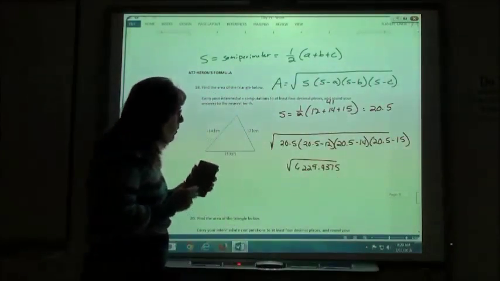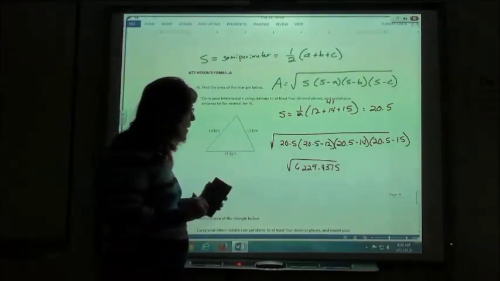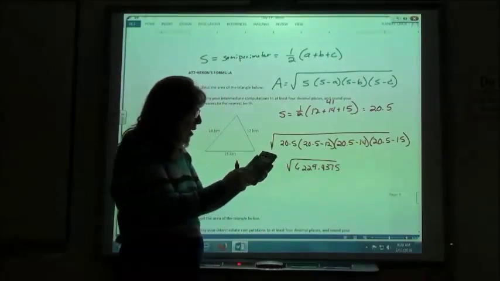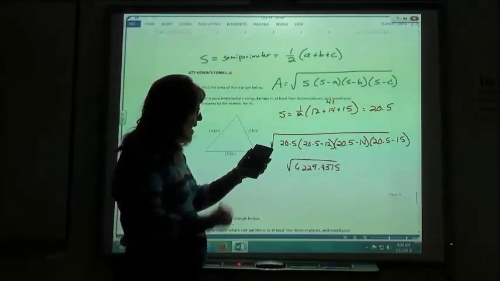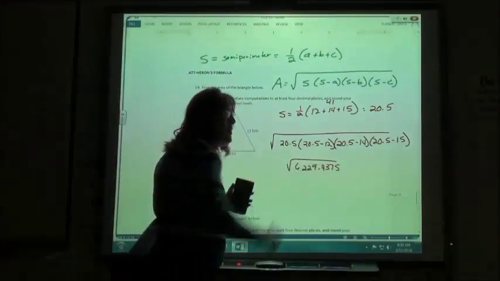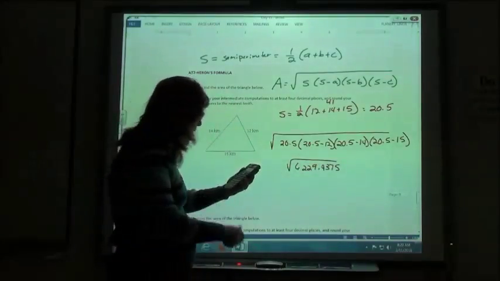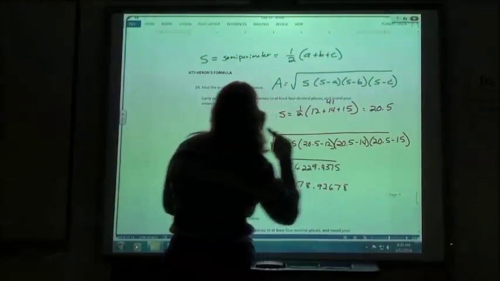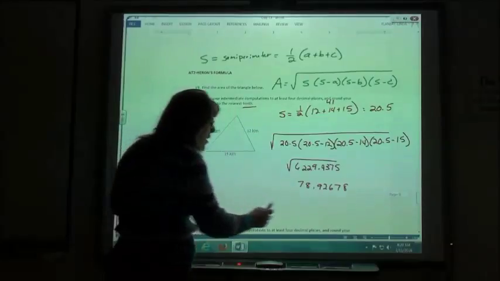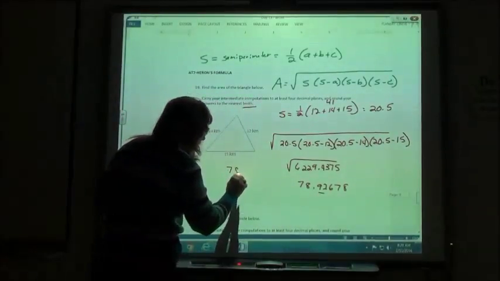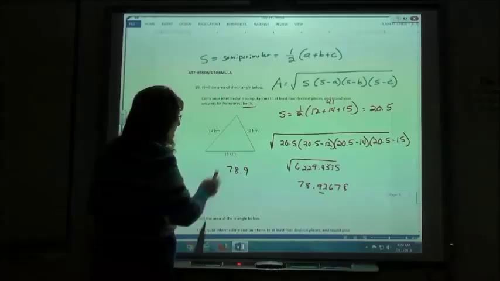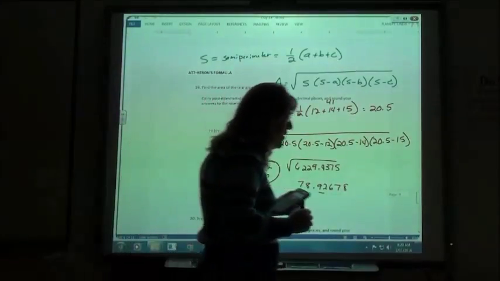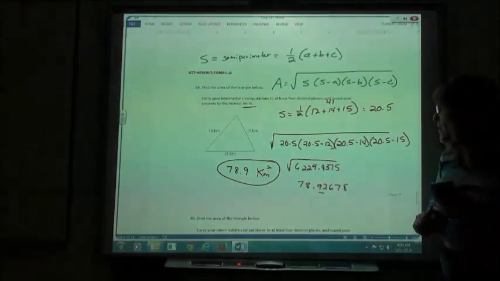6,229.4375. Now, on my calculator again, I have that button that says ANS for the answer. So I'm just going to do square root, ANS, square root of the answer, or you could type that number in under your square root. Hit equals, I get 78.92678, rounding to the nearest tenth on this one, so I'm going to say 78.9. Again, I was finding area, so kilometers squared would be my label, so 78.9 kilometers squared would be my answer.